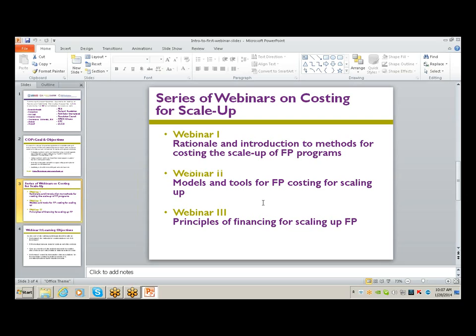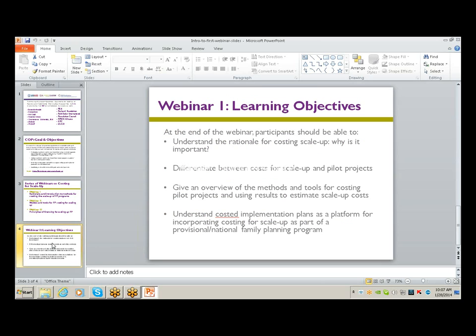And then the third webinar will focus on principles of financing for scaling up family planning programs, because the resource team discussed this and said, okay, so we work on costing, we understand it, we know how to do it, but then where does the money come from? And therefore we need also to talk about principles of financing.